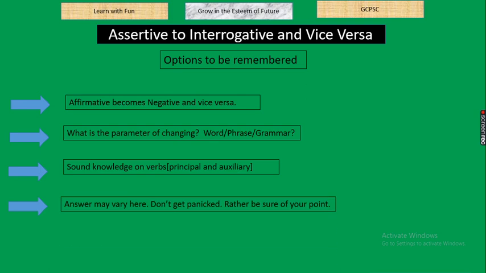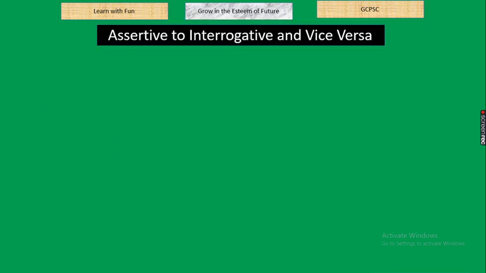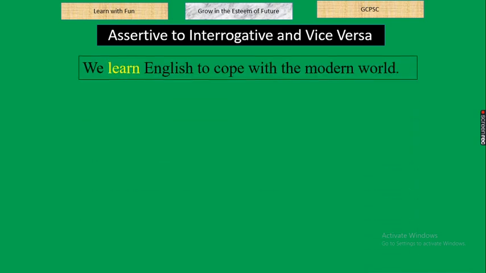Answers may vary here, so don't panic. Rather, be sure of your point. Your answer may vary from that of your friend, but be sure that from your point of view you have written the correct one. Let us proceed with examples. We shall not discuss the rules at first. Rather, we will go through some examples, and if we can determine based on what these are getting changed, then automatically we will get the rules in our mind.